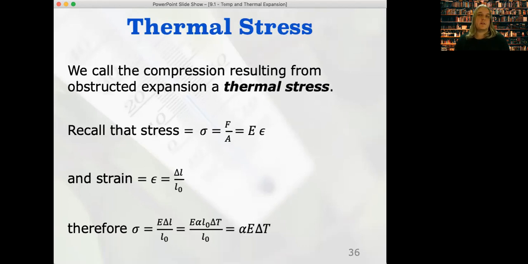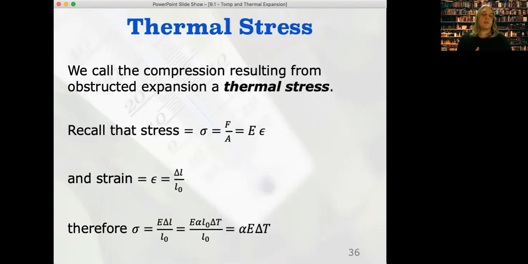And that change in length due to temperature, how much it wants to expand, is effectively how much you've compressed it by not letting it expand. So that means we can put all of that together, and we get that the stress is equal to delta L over L naught times our Young's modulus. But we know that delta L is equal to alpha L naught delta T. That's the equation we just talked about.